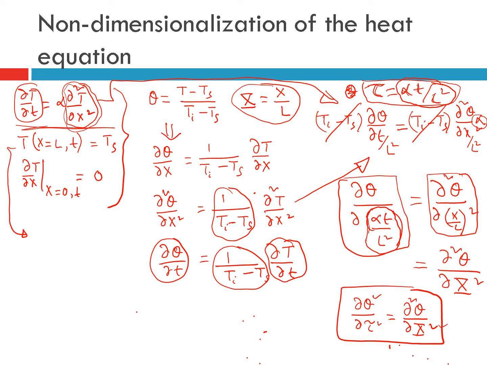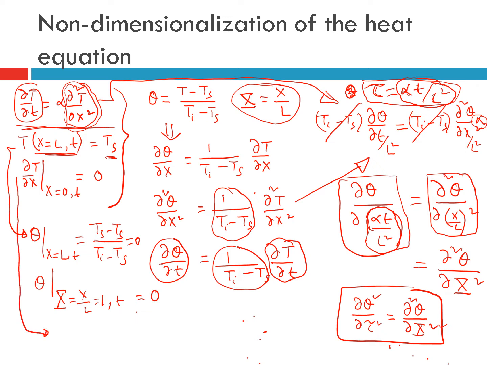So the first one, T at x equal to L, so theta at x equal to L, t is equal to Ts minus Ts over Ti minus Ts, because at x equal to L, T is equal to Ts, so this is equal to 0. In other words, theta at capital X equal to x over L equal to 1 at all time is equal to 0.